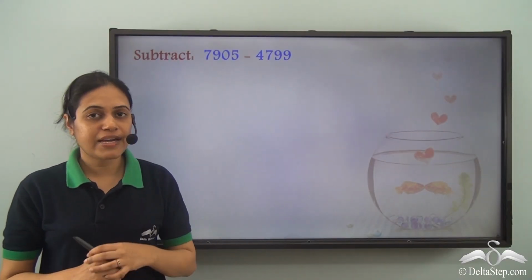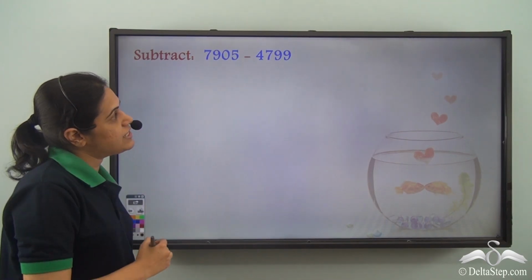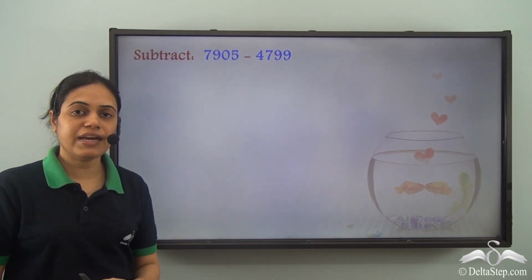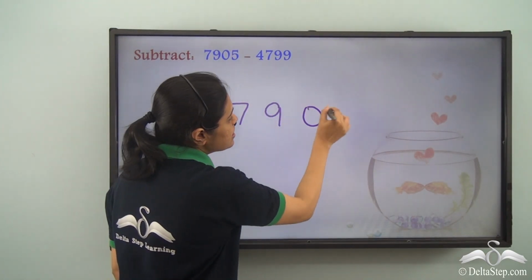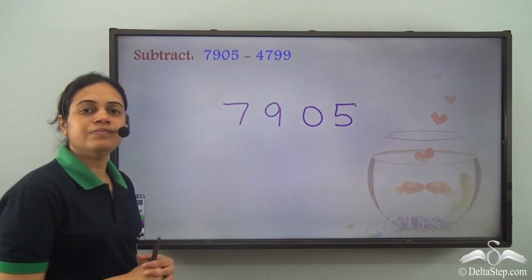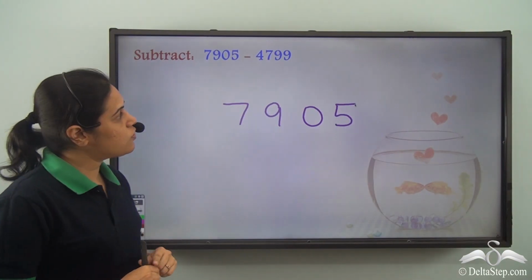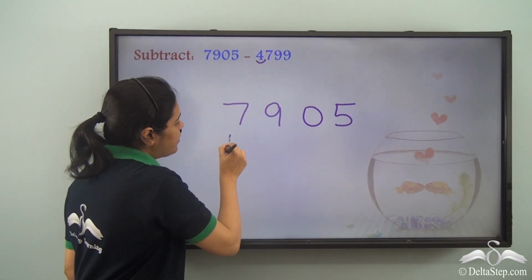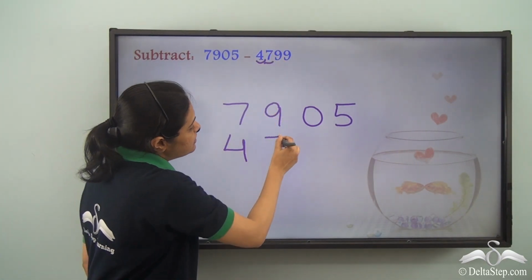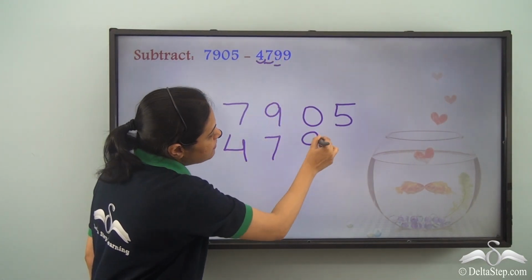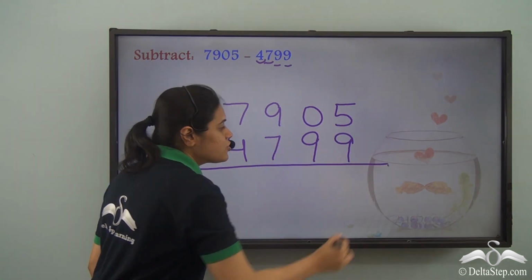Now, can you subtract these two numbers on your own? So I have 7905 minus 4799. So first I need to write the numbers one below the other. So I have 7905, 7 in the thousands place. For this number I have 4 in the thousands place. Then I have 7 in the hundreds place, 9 in the tens place and 9 in the ones place. And I need to subtract these two.